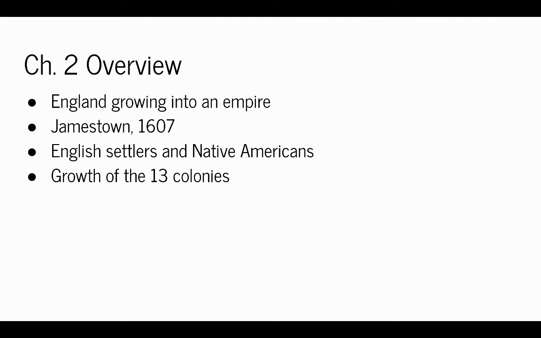So as a chapter 2 overview, John Cabot had actually explored for the English in 1497, but he was a bit ahead of his time because it really wasn't until the mid 1500s that we see England growing into an empire to really go out and colonize. We'll focus a bit on Jamestown, the English settlers and their interactions with the Native Americans, and then lastly, the growth of the 13 colonies, particularly in the South.